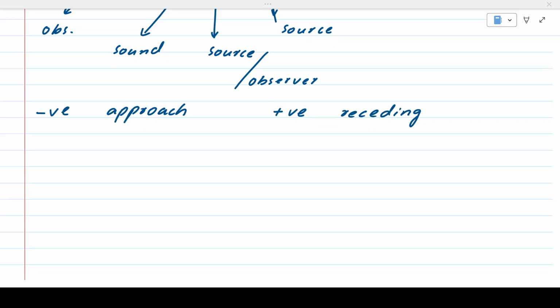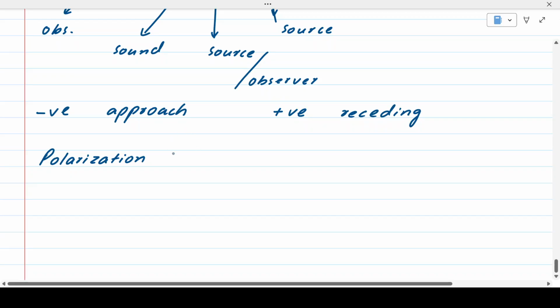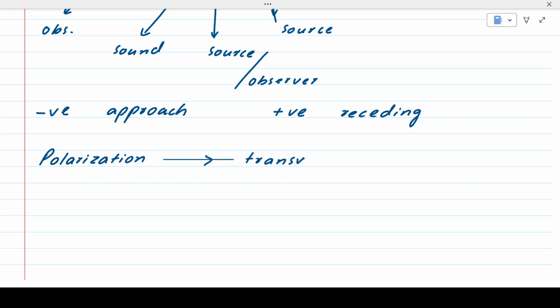For polarization, polarization is simply restricting the oscillations to a single direction. Restricting the oscillations of the particles in one direction only. It works only with transverse waves. Only for transverse waves.